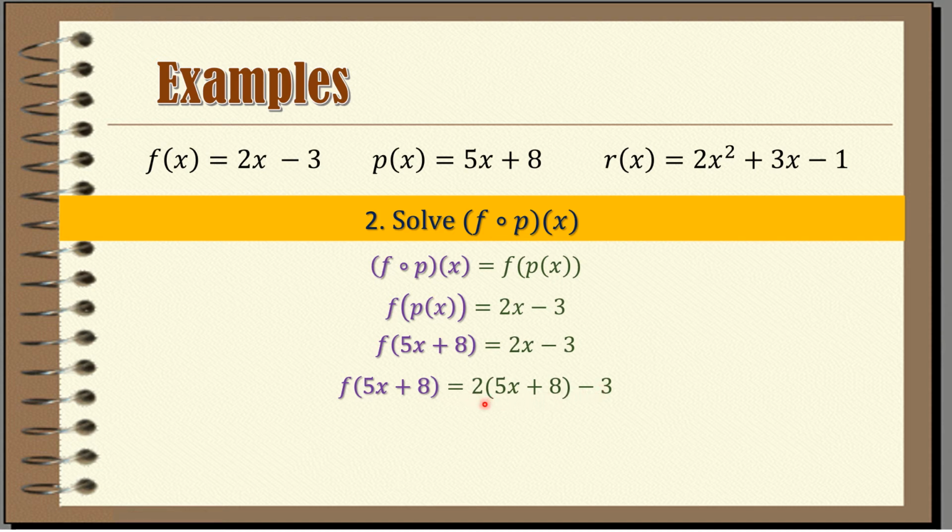Then we distribute 2 to each term inside the parenthesis. 2 times 5x, that is 10x. 2 times 8, that is positive 16. Then minus 3. Then we combine the like terms.